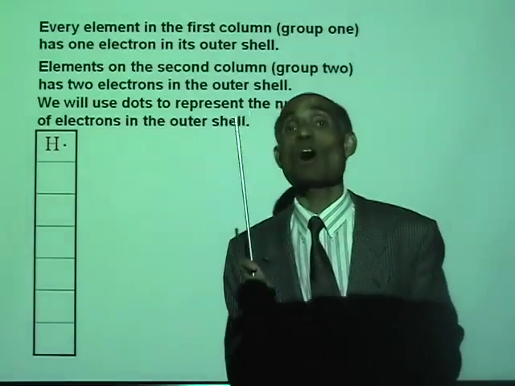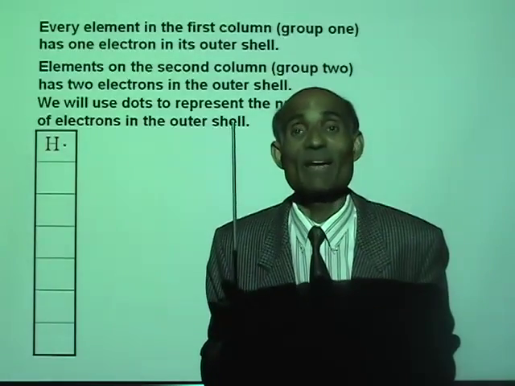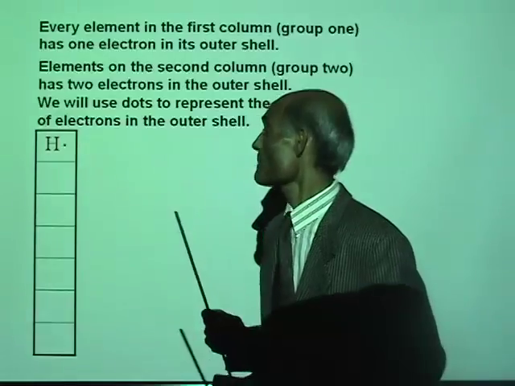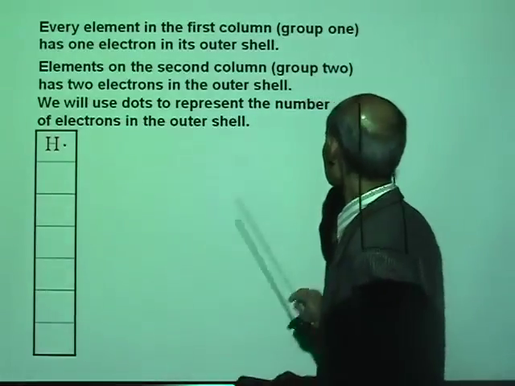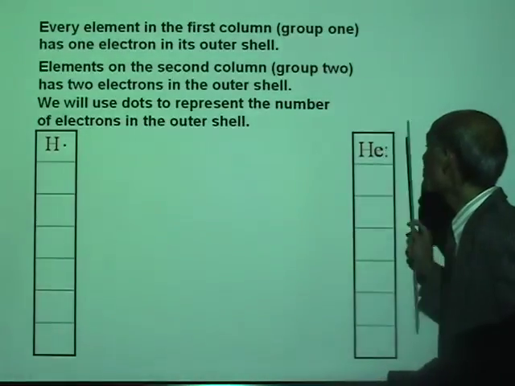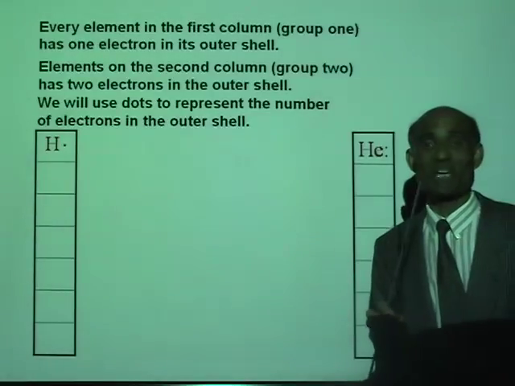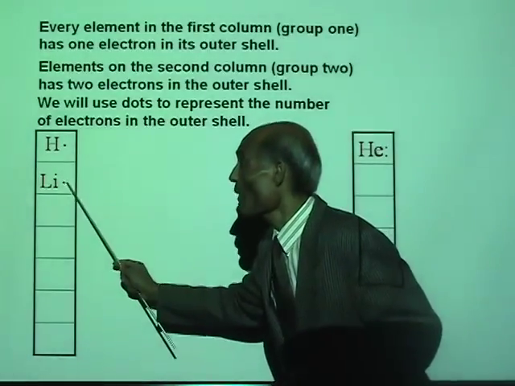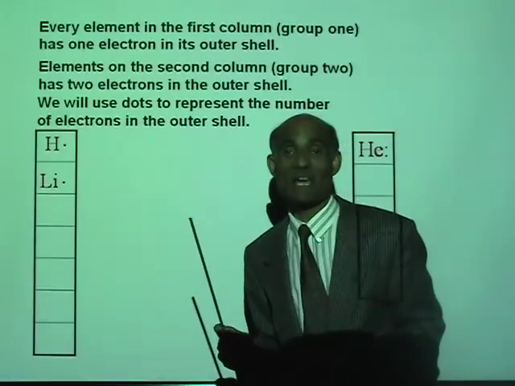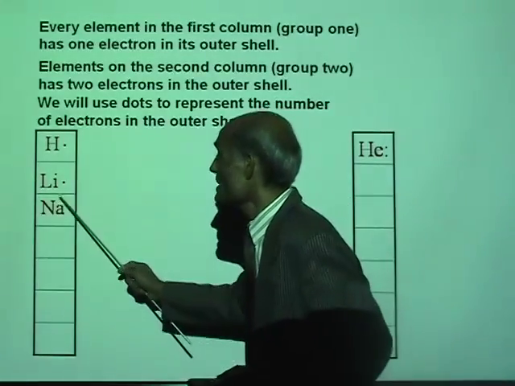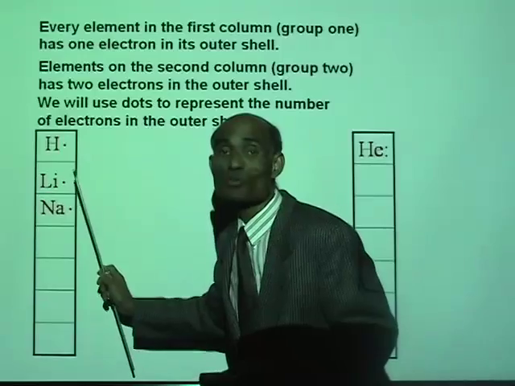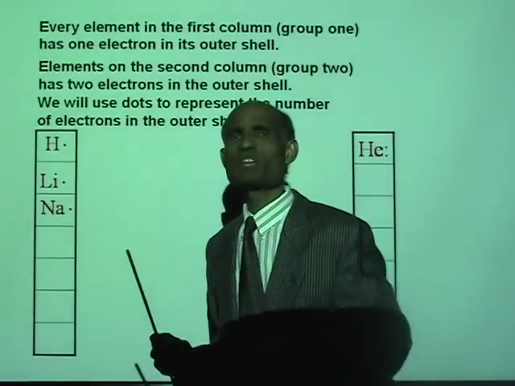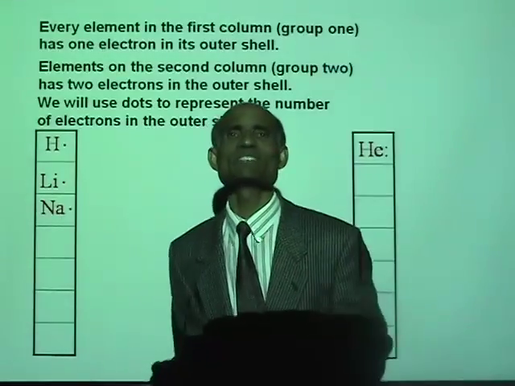Now look at this, hydrogen with one dot. Well, hydrogen has only one electron anyway, and that is in the S shell. Alright? Helium has 2 electrons in the outer shell. Lithium has 1 electron in the outer shell. Sodium, now I'm going to read the names, although I'm giving you the symbols. It's not required that you learn these symbols.